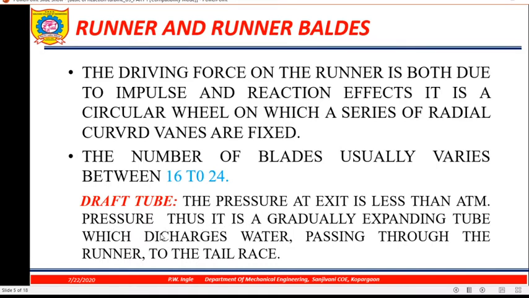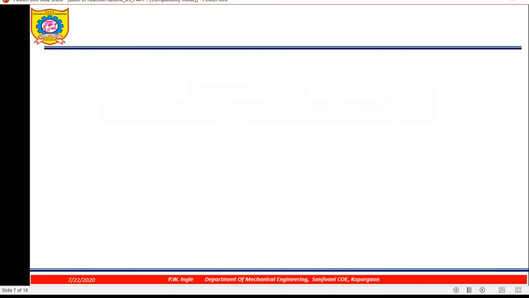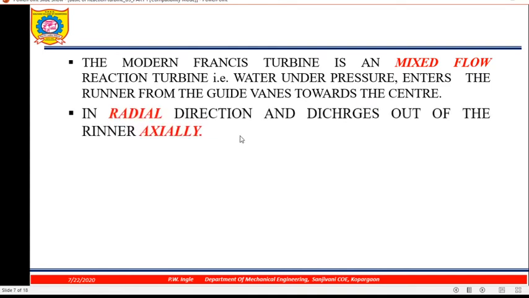So the pressure, thus it is a gradually expanding tube which discharges water passing through the runner to the tail race to increase the pressure. Okay, these are the parts of Francis turbine. The modern Francis turbine is a mixed flow reaction turbine. Water under pressure enters the runner from the guide vane toward the center in radial direction and discharge axially.